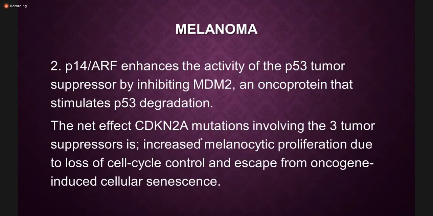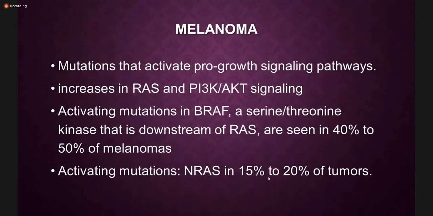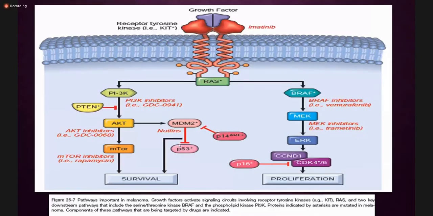So the net effect is that CDKN2A mutation, which involves these 3 tumor suppressors, results in increased melanocytic proliferation due to loss of cell cycle control and escape from oncogene-induced cellular senescence. This is where P14 is acting. You can see P14 is inhibiting the MDM2 protein, which is inhibiting P53. So in a way, P14 is helping P53 to function properly.